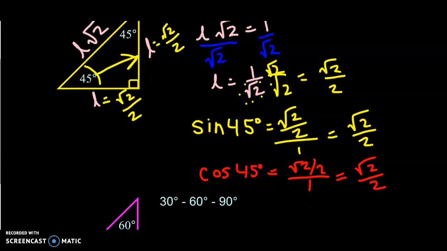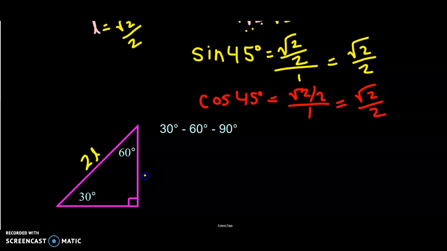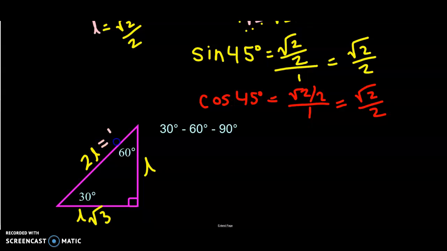Now let's do that for 30, 60, 90. Going back, remember this is for a 30, 60, 90 triangle. We have that this is 2L, the hypotenuse. One of the legs, the one opposite 60, is L, and the one adjacent to 30 is L root 3. And we're just using from our unit circle that our hypotenuse is equal to 1 because it's within the unit circle.